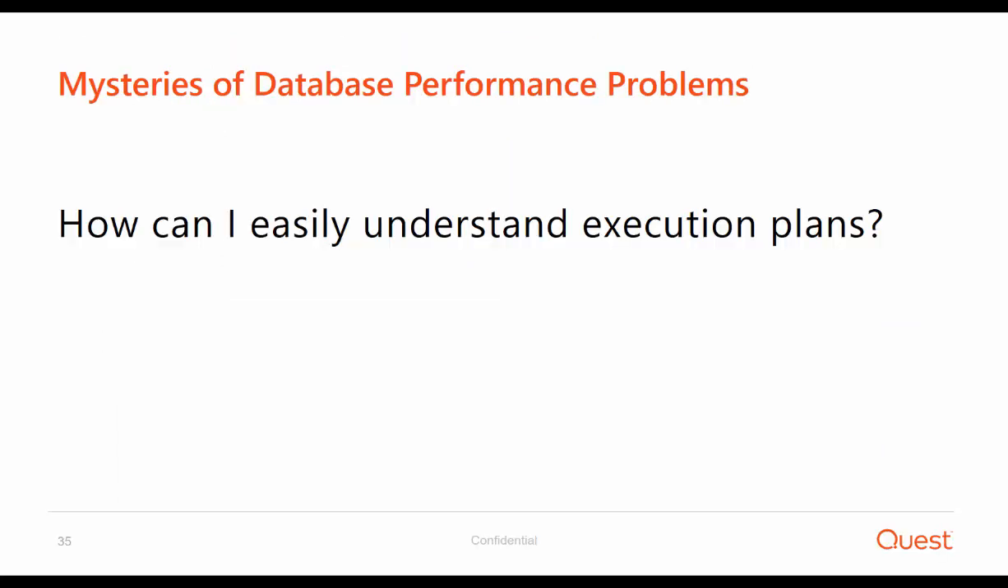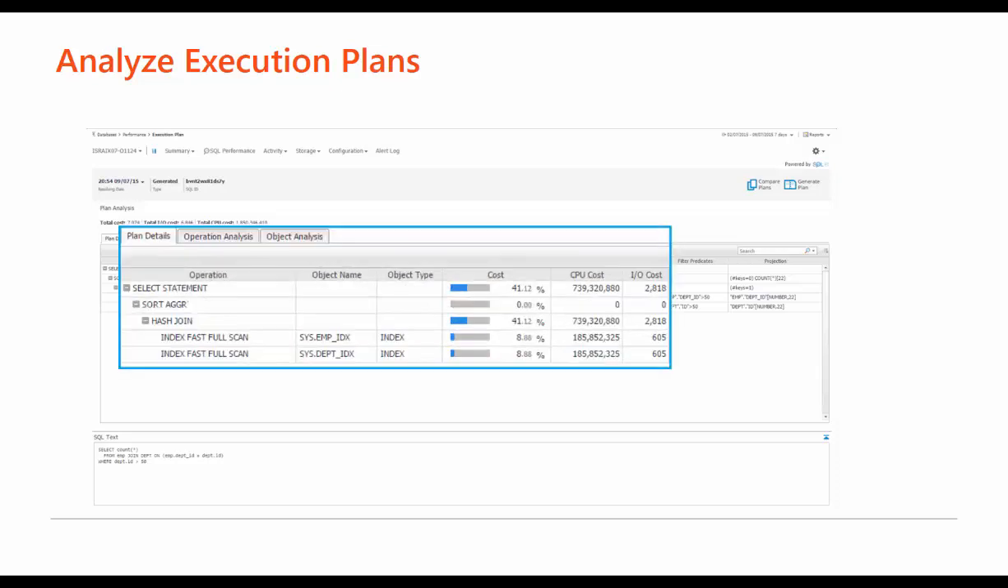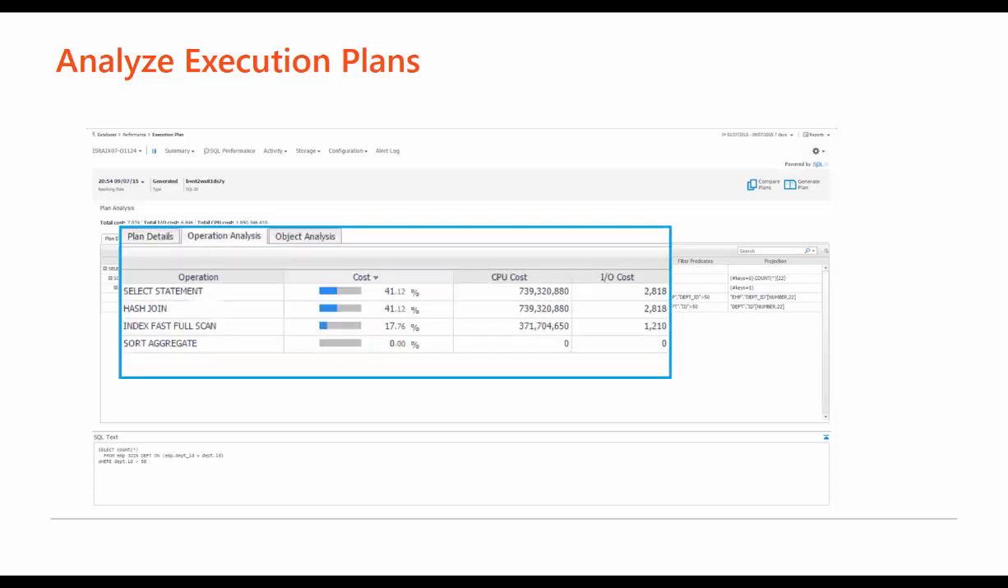Next challenge: how can I, as a DBA, easily understand execution plans of both SQL statements and batches? Foglight Performance Investigator collects execution plans, stores them, and displays them. In this case, we can see plan details of a specific execution plan. We can see all the operations and the objects accessed by the execution plan. In this case, we can see two indexes. We can also see the associated statistics such as cost, CPU cost, I/O cost, and other statistics. We also aggregate the statistics for each operation which appears in the execution plan.